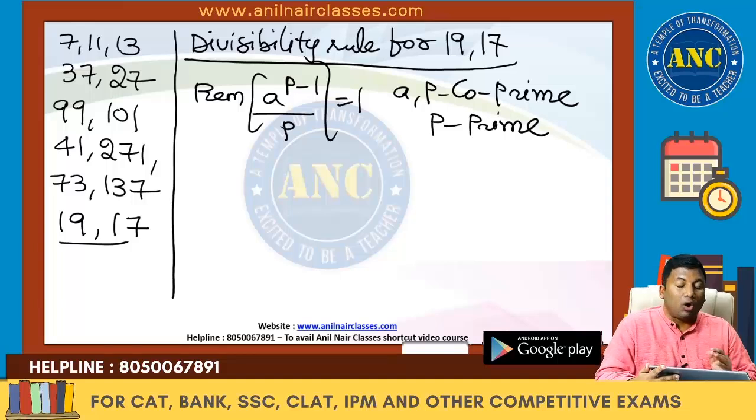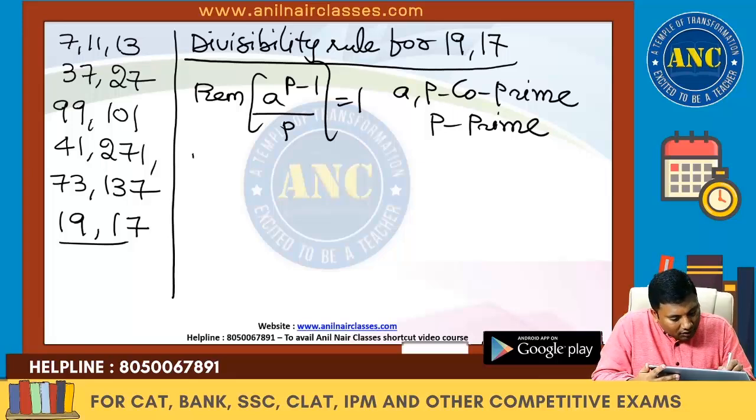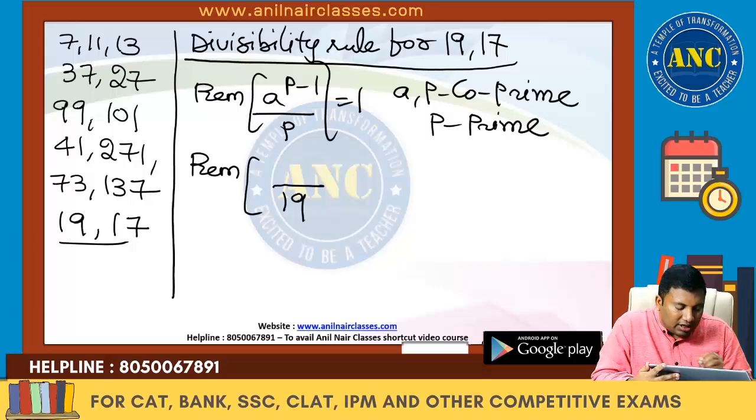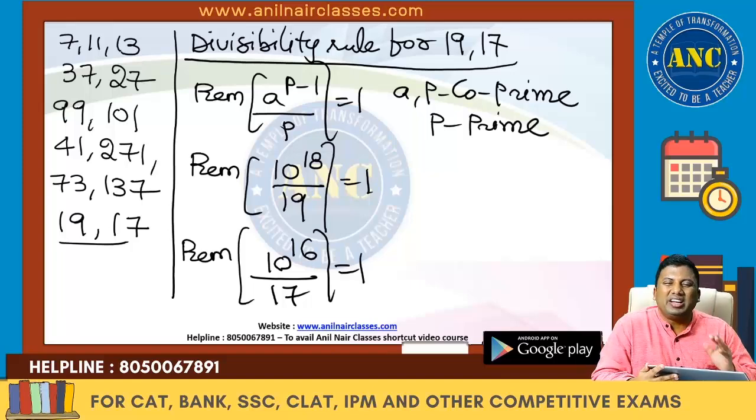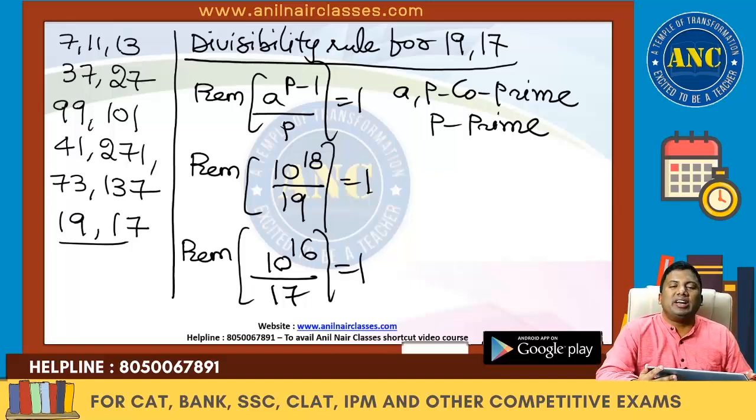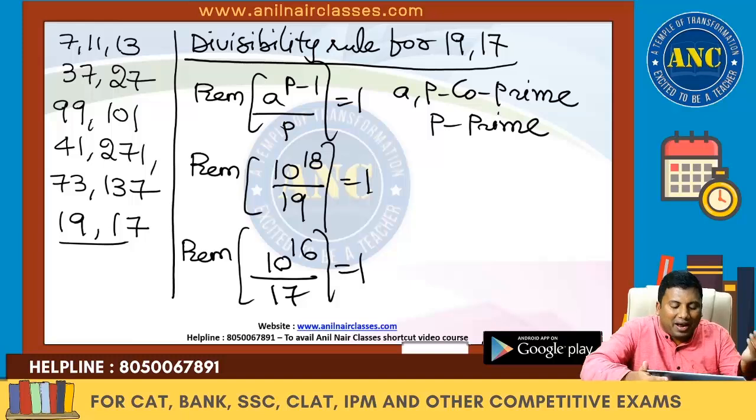I told you that almost every concept has been heavily inspired from Fermat's theorem. Reminder: if it is 19, this will be 10 power 18, which is 1. Similarly, 10 power 16 when divided by 17 is 1. Taking a group of 16 digits and adding it will become a very cumbersome process.